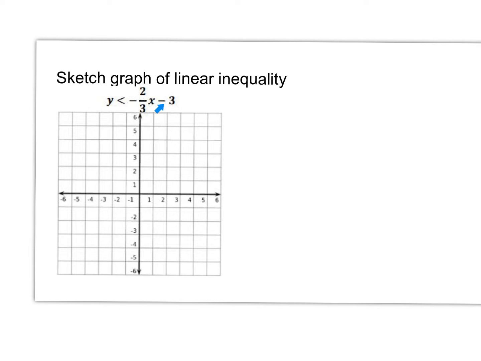So we have our minus 3 here. That's our y-intercept. This is in slope-intercept form. So if we have a y-intercept of minus 3, I simply go to 0, 0, and I go down 1, 2, 3 units and put a point right there. So let me go ahead and start with that point. That's my y-intercept.